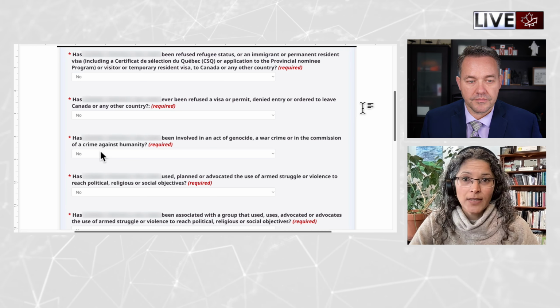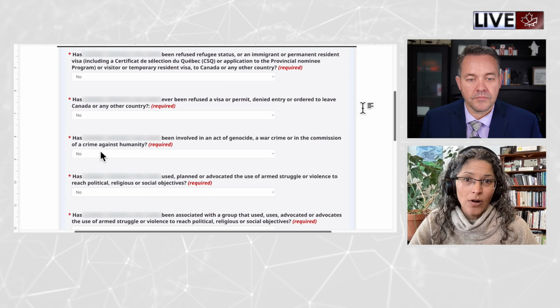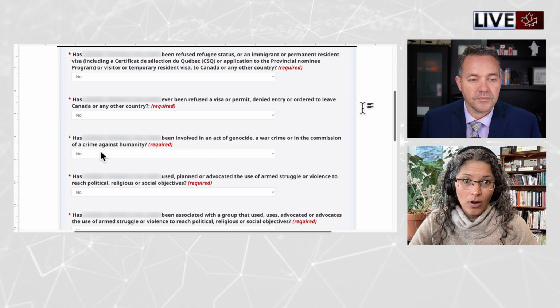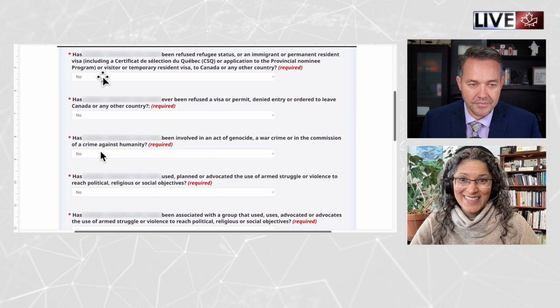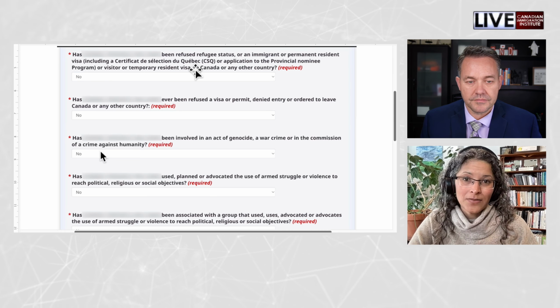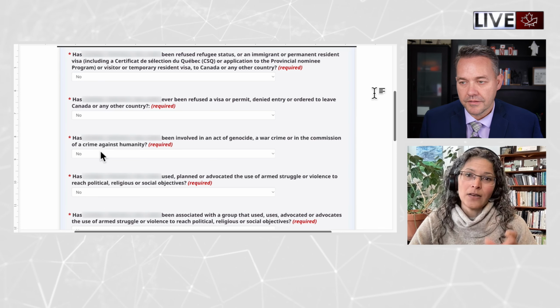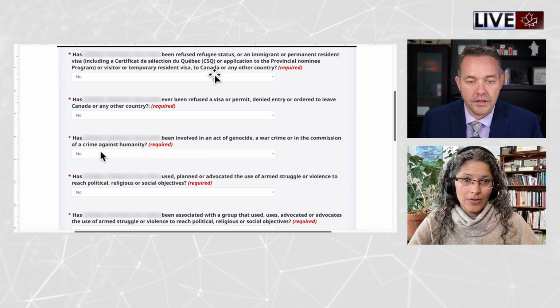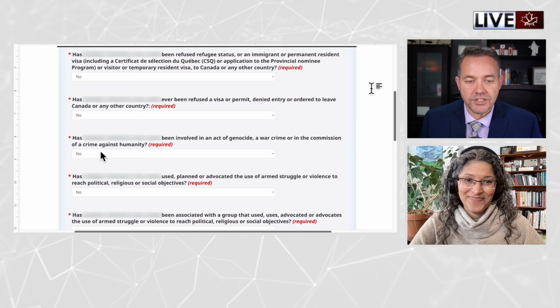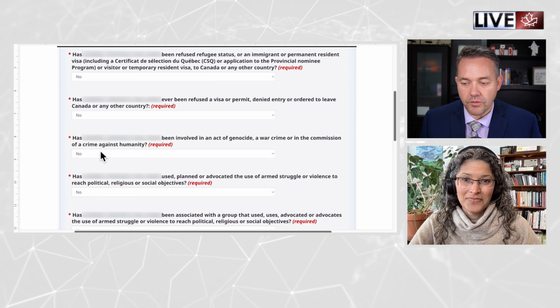CSQ, so Certificat de Sélection du Québec, or an application to the Provincial Nominee Program, so a PNP, or, and not just permanent residents, now it turns to temporary residents, or a visitor or temporary resident visa to Canada, and here's the kicker, or any other country, ever. And these questions, Alicia, are just so poorly worded.